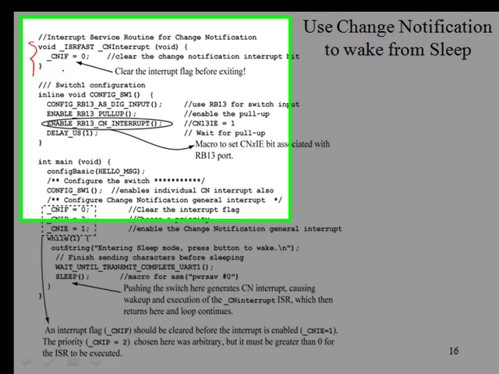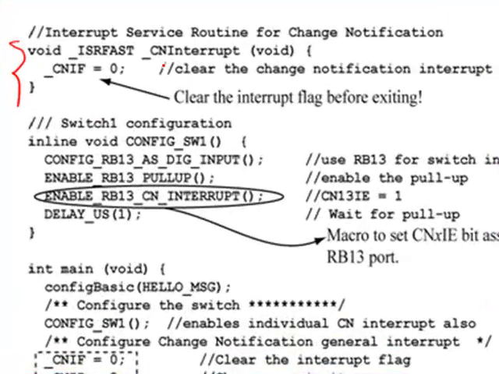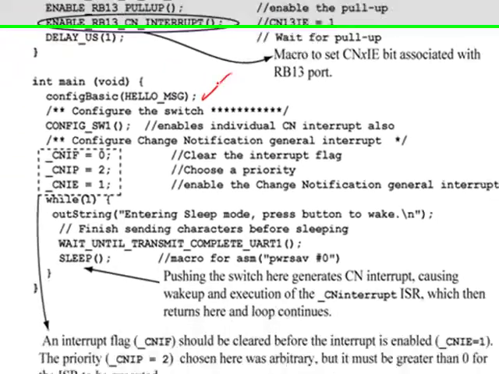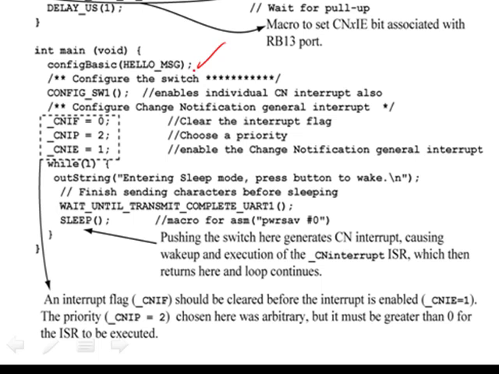This is our interrupt service routine for the change notification interrupt. This is the name you must use for this particular interrupt source. This is the simplest possible ISR in which we're only clearing the interrupt flag associated with this interrupt. It's not doing anything else except clearing that flag. In our main, we're going to call config basic as normal, config the CPU. We're then going to configure our switch, and at this point we want to enable our interrupt.